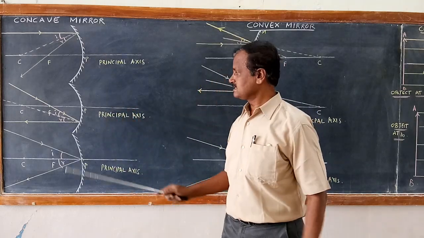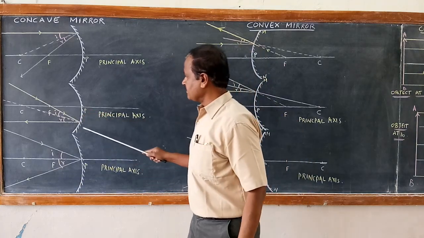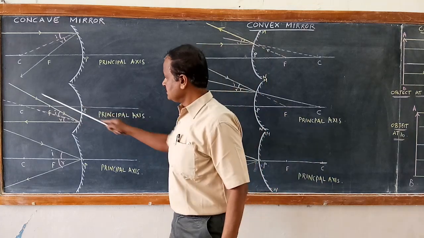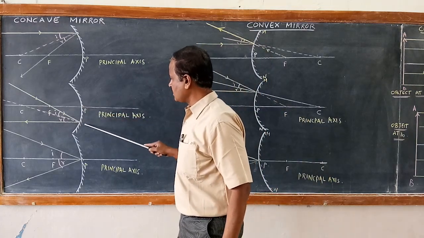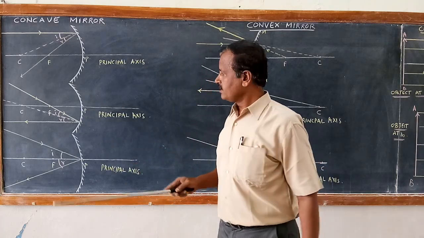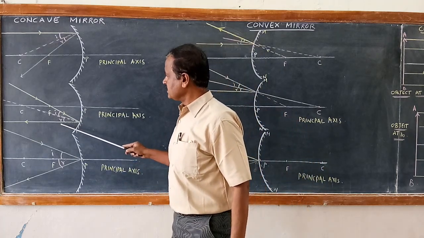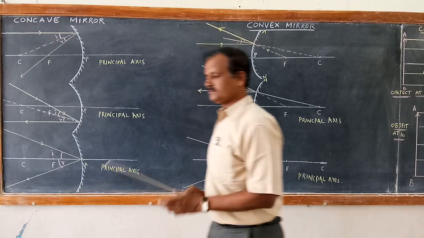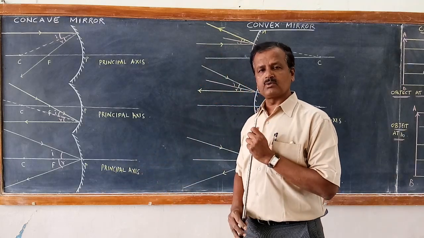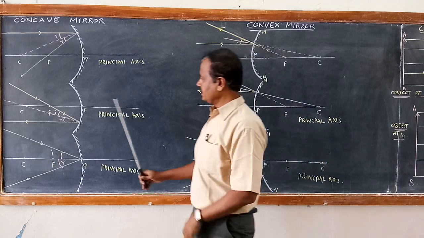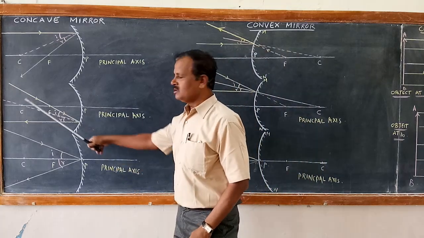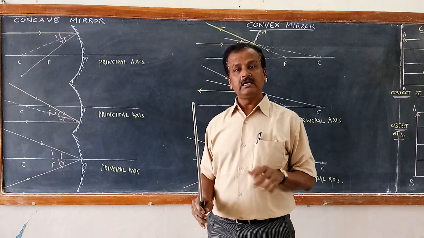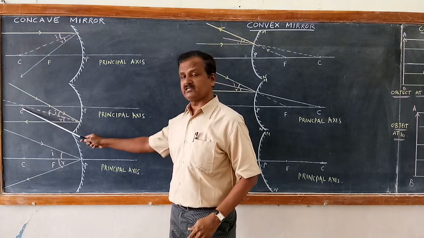Now see the second case, just the reverse. If the incident ray is passing through the focus and falls at this particular point on the mirror, then interestingly, after reflection it goes parallel to the principal axis. Why does it go parallel to the principal axis? Again, at this point of incidence, draw the normal. When you draw the normal, as I have told you, this normal becomes the radius of curvature. That radius of curvature should pass through the center of curvature.